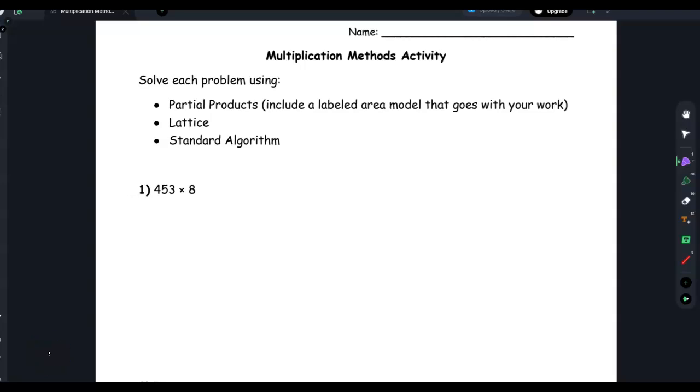We're going to do 453 times 8 using all three methods: partial products, lattice, and standard algorithm. Starting with partial products. I'm going to expand my number here. 453 is really 400 plus 50 plus 3. And then I'm going to multiply that by 8.